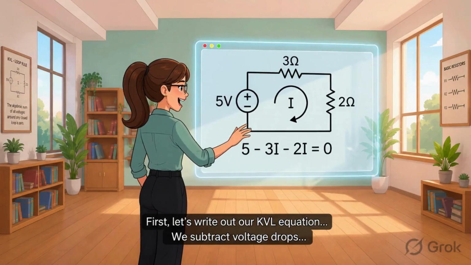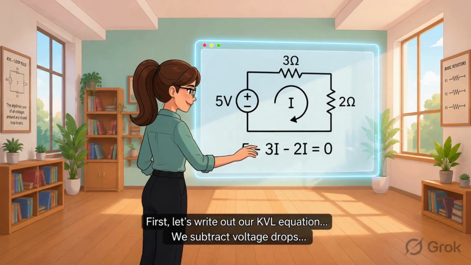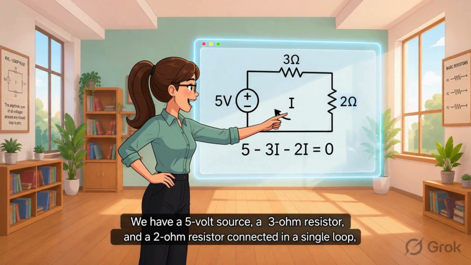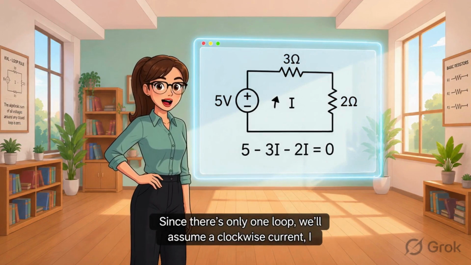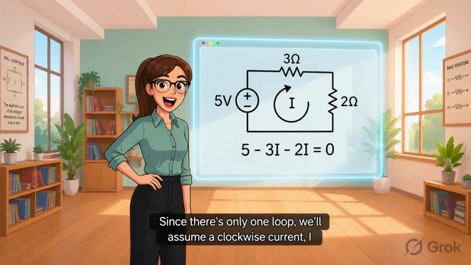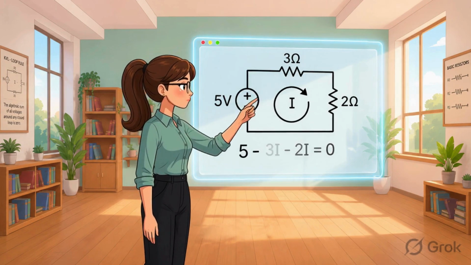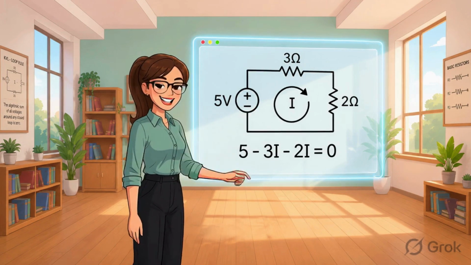Let's begin by identifying our circuit. We have a 5-volt source, a 3-ohm resistor, and a 2-ohm resistor connected in a single loop. Since there's only one loop, we'll assume a clockwise current I. Now, applying Kirchhoff's voltage law, we write the equation 5 minus 3I minus 2I equals 0.